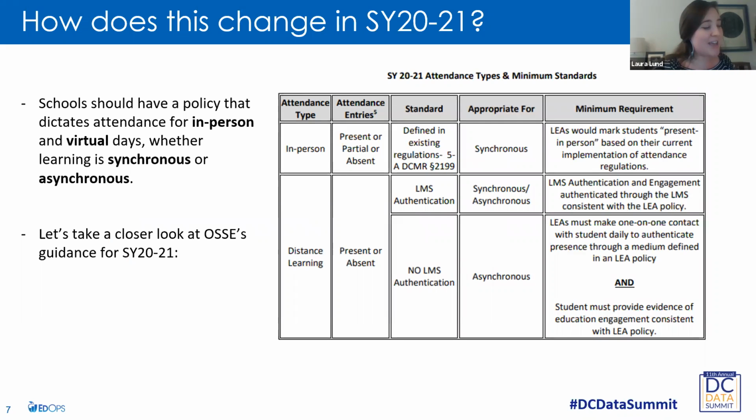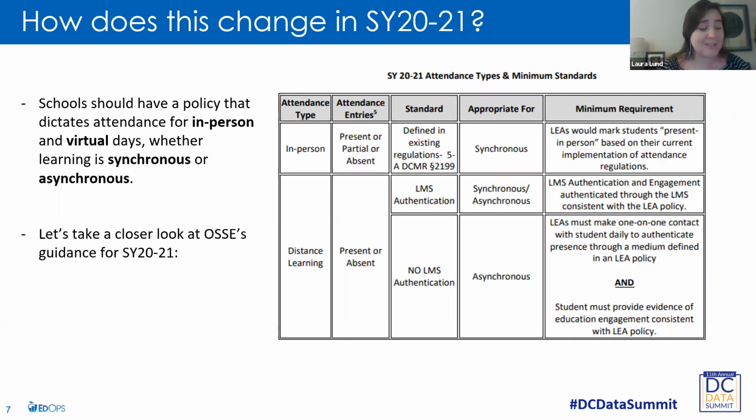So let's look at how the definitions for attendance and engagement are changing for the upcoming year. And the good news is we have guidance from our friends at OSSI about what attendance should look like for school year 2021. So their policy dictates that schools are going to take attendance for both in-person and virtual or distance learning. Whether that is synchronous or asynchronous, schools are responsible for recording that on a daily basis. If schools are offering in-person services, then it is business as usual. Schools should just follow the procedures they've had in place for years to count that.